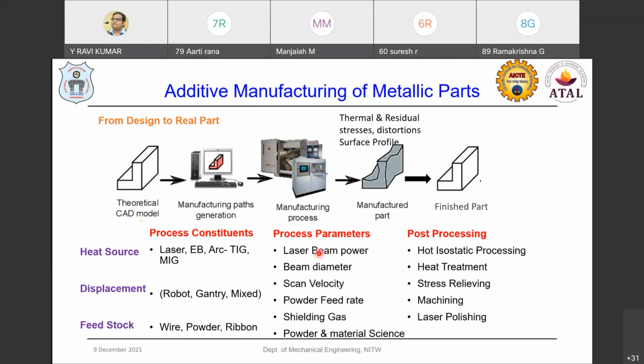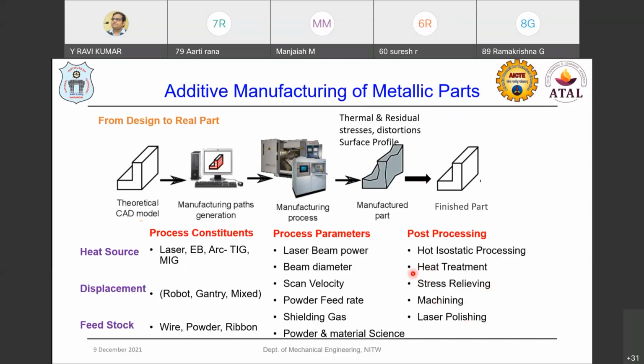Even though it is a near net shape manufacturing process, we need to address certain things, because whenever the part is manufactured, it will have a staircasing effect. It will be thermally stressed, because repetitive heating and cooling takes place during part manufacturing in the AM process. That needs to be addressed before the final part is used. For that, we need post-processing techniques.